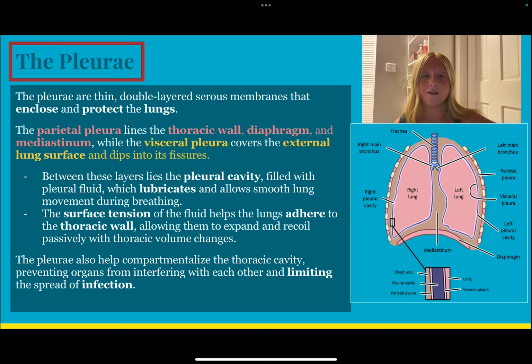The surface tension of the fluid helps the lungs adhere to the thoracic wall and allows them to expand and recoil passively with thoracic volume changes.